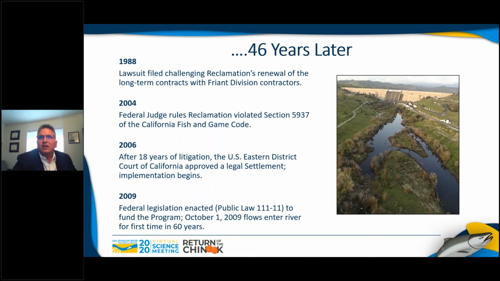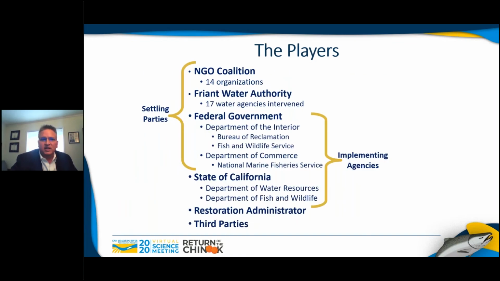In 2006, after 18 years of litigation, NRDC et al. versus Kirk Rogers et al., they reached a settlement. On September 13th, 2006, the settling parties, including NRDC, Friant Water Users Authority, and the U.S. Departments of Interior and Commerce, agreed on the terms and conditions of a settlement, which was subsequently approved by the U.S. Eastern District Court of California on October 23rd, 2006.